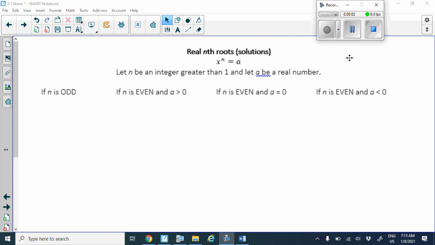Hey guys, so here is our part 3 of the 3.1 notes. Now what we're going to do is use the information you have learned to solve our equations here. Okay, real nth roots equations.